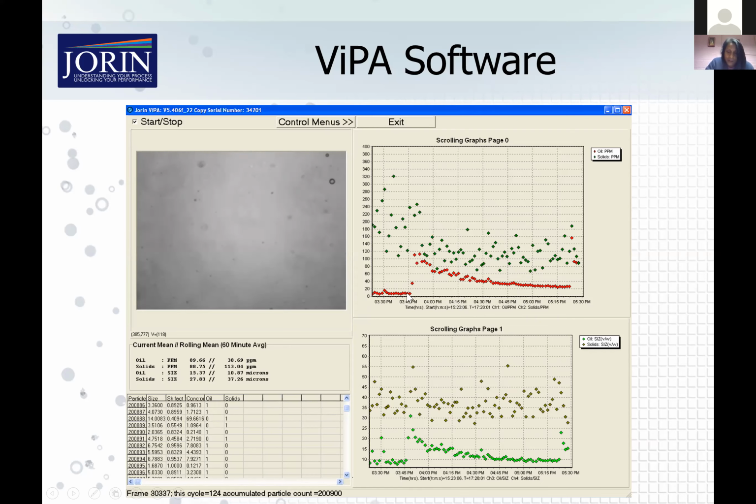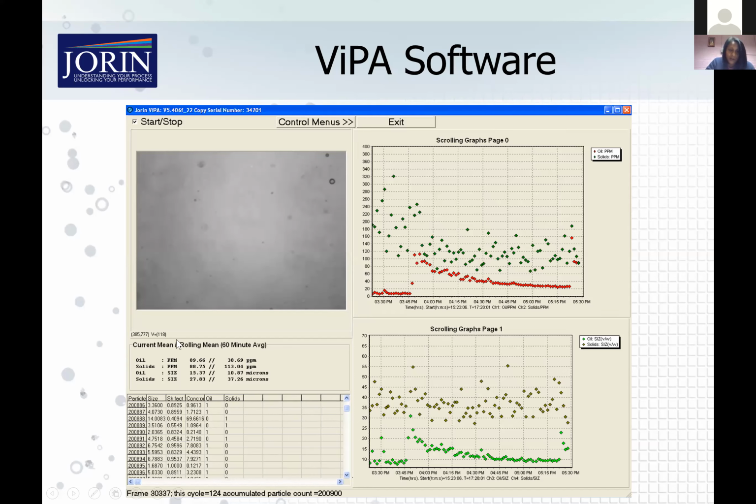So basically every minute it analyzes a whole series of images, counts all the particles that it sees, works out the size distribution, works out the concentration. So at the end of every new minute, you will then get 2 plots on this graph, 2 plots on this graph. So 4 new numbers would populate here.